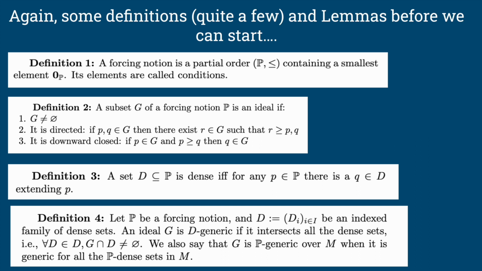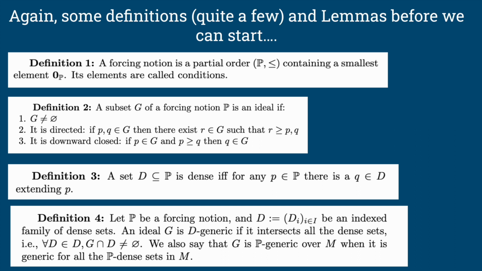Just a remark here: a partial order is a binary relation, which we see the symbol there, over a set capital P that is reflexive, which means that every element is comparable to itself. It's also antisymmetric, so no two different elements precede each other, and it's transitive. So if an element precedes a second, which precedes a third, then the first element also precedes the third. And a smallest element in the context of forcing means that it's the weakest condition, or the one that makes the least amount of commitment in the forcing notion. As it says in the definition, the elements of the set P are referred to as conditions.